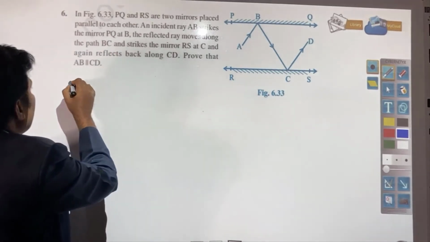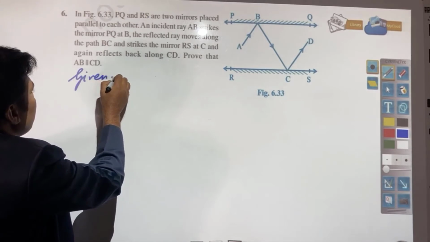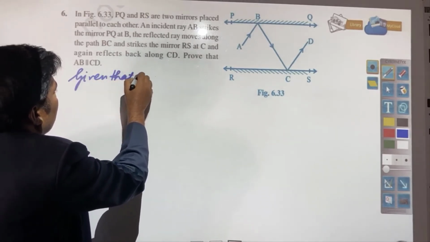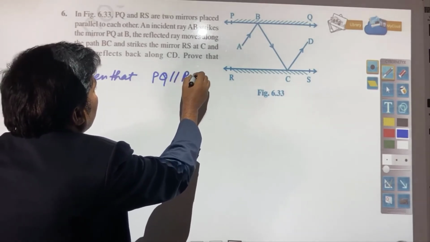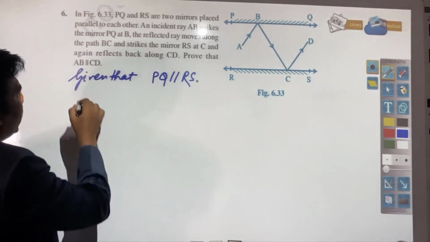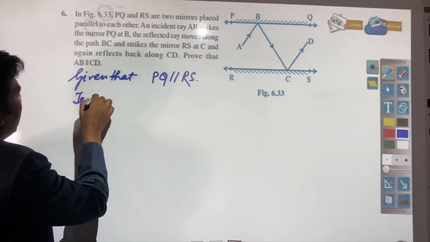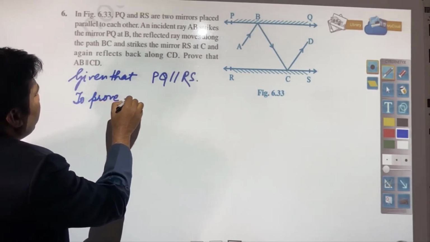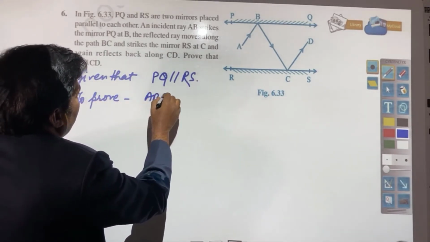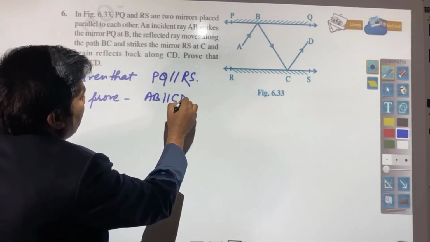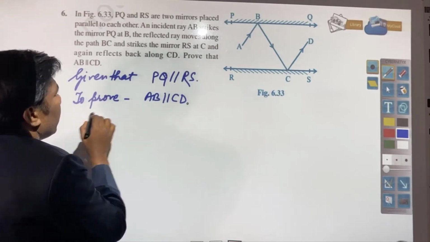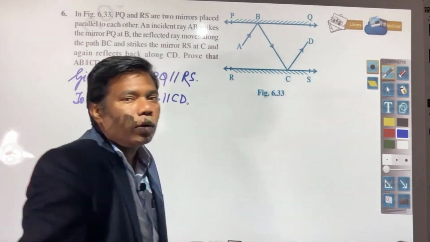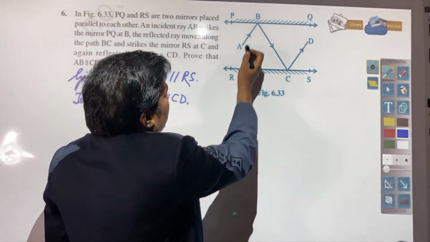What has been given? Given that PQ is parallel to RS. This has been given. You need to prove AB is parallel to CD. Now, since we need to write what is required to be done, how will you prove? I am making you understand this.